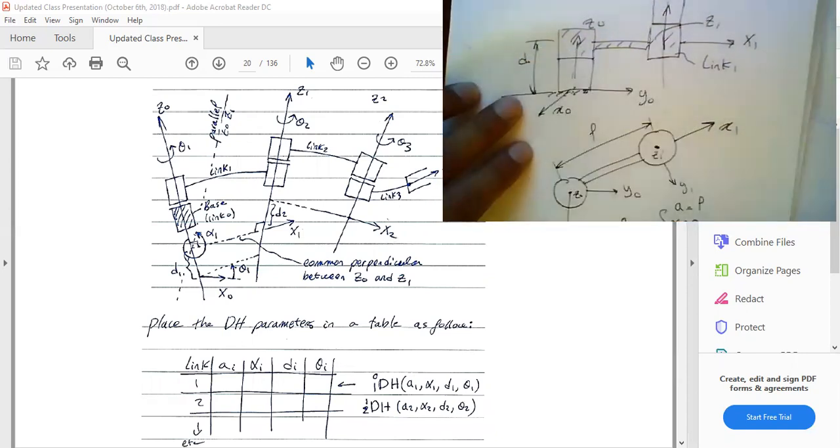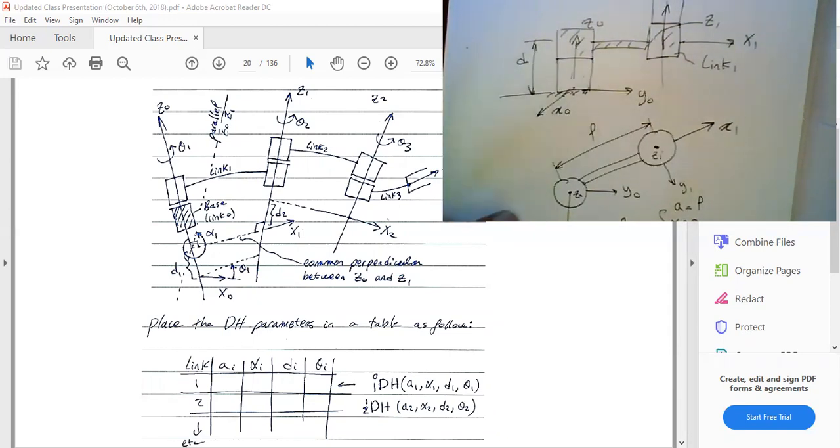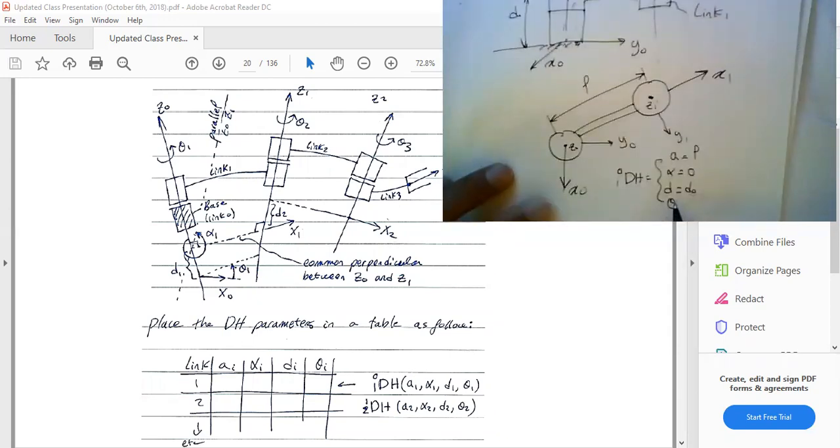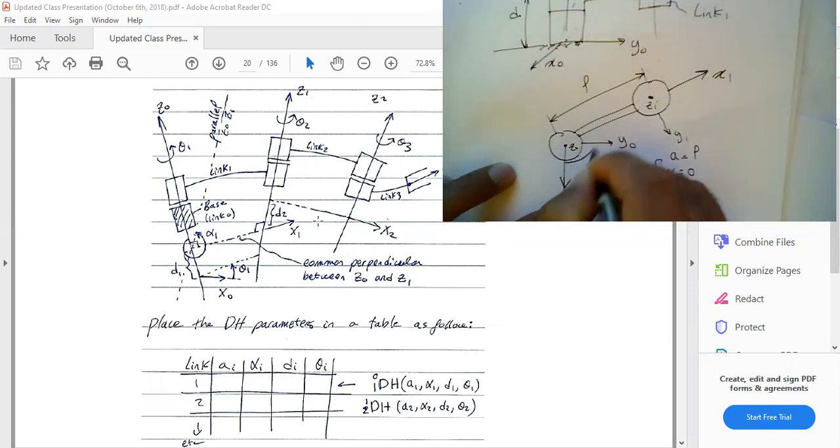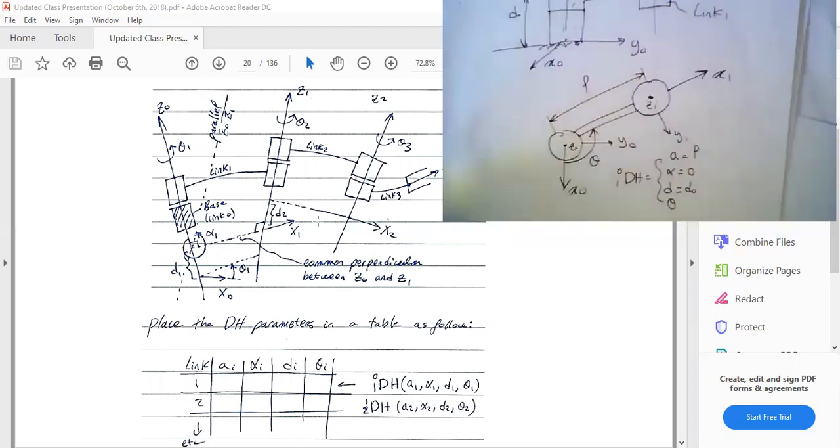Let's call that d0 just so we can have some value. And then what is the angle theta? Theta is the rotation about z0 in order for you to bring x0 into x1, right? So you want to bring x0 into x1. This is angle theta, in very layman terms. So theta is your actual variable.